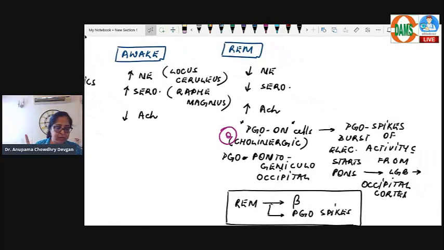Divyani, pay attention now. PGO-on cells are pontogeniculo-occipital on cells, like switch on. When they are switched on during REM sleep, there is release of acetylcholine. These cells are responsible for an electrical activity known as PGO spikes, pontogeniculo-occipital spikes. A burst of electrical activity which starts from the pons, goes to the lateral geniculate body, and from there to the occipital cortex.